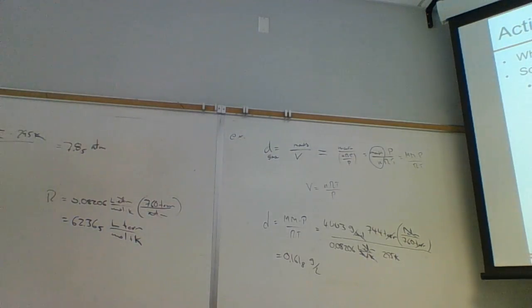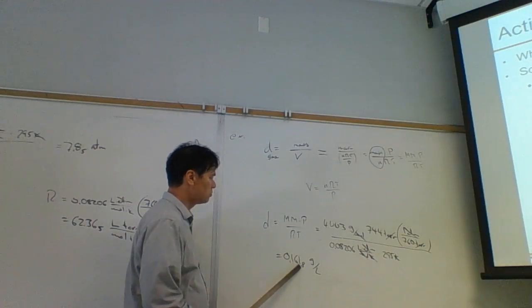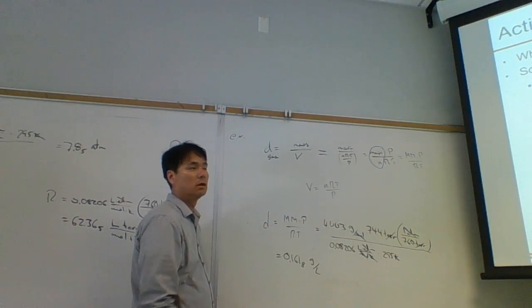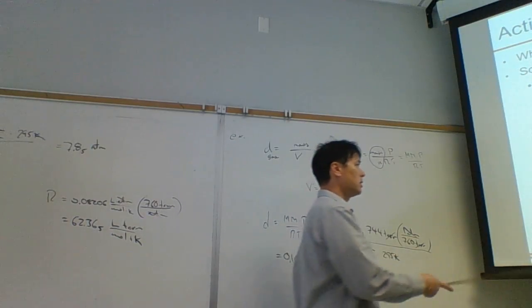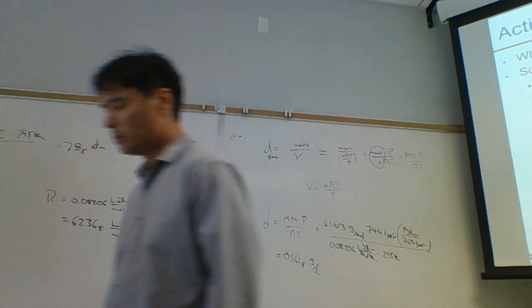Anyway, we'll get the same answer, of course, which is 0.1618, which would round to 0.162. Okay, I'd like to show the rounding step, which your book doesn't like to do.